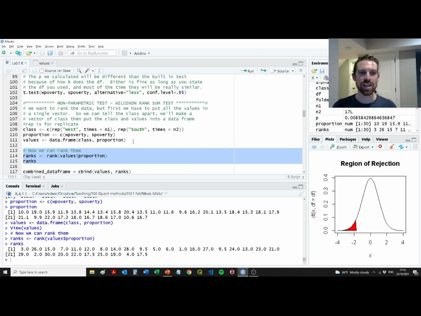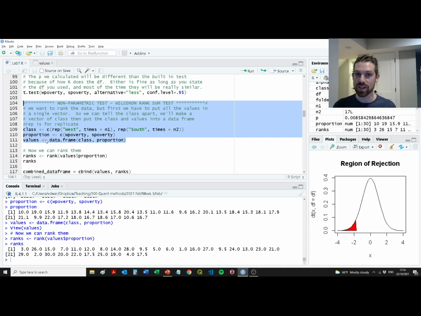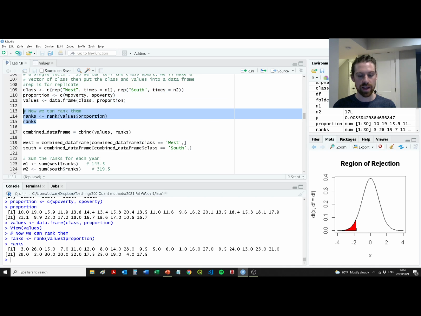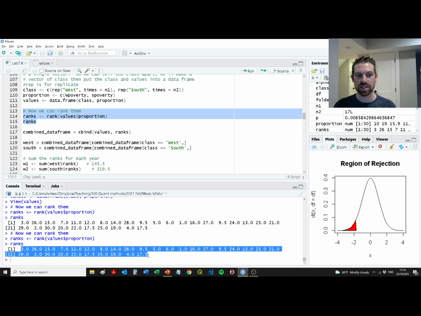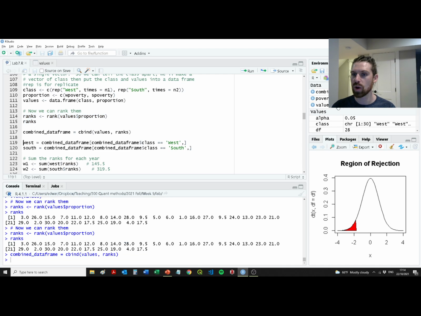So essentially what we've done is we've produced this data frame of values for the classes and the proportions that we're interested in, and then we're able to rank those. If we produce the ranks, this is saying at what point each one of those proportions is relative to all others once you've ranked them in order. We can create a combined data frame by using cbind, which is just binding the columns. rbind is binding rows, and cbind is binding the columns, so you can look at those functions.